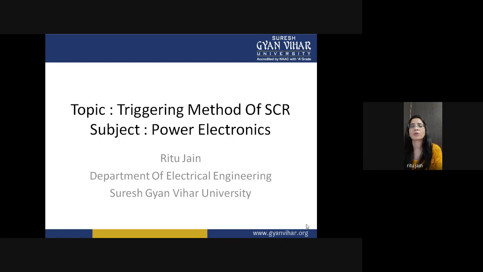As you know, SCR is unidirectional, and once it is turned on, to turn it off you have to apply some circuits, which are called commutation circuits. So commutation is the process by which you can turn off the SCR, and triggering is the process by which you can turn on the SCR. In this lecture, we will discuss different methods by which you can turn on the SCR.